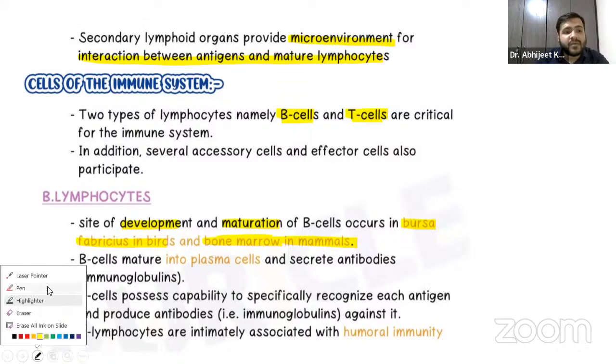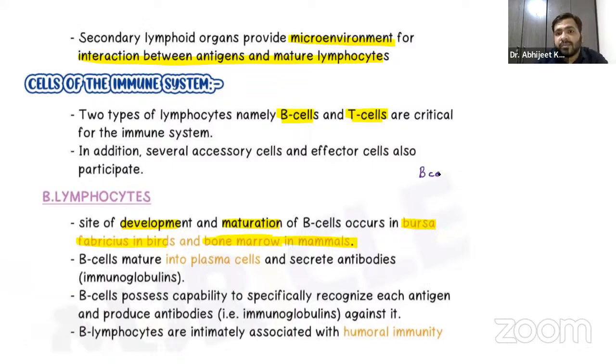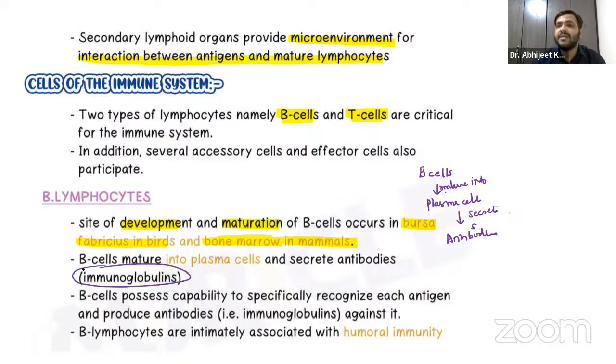Now remember, guys, the B cell will mature into plasma cells, and these plasma cells will secrete antibodies, and that is nothing but the immunoglobulins, right? B cells possess the capability to specifically recognize each antigen and produce antibodies, that is the immunoglobulins, against it.